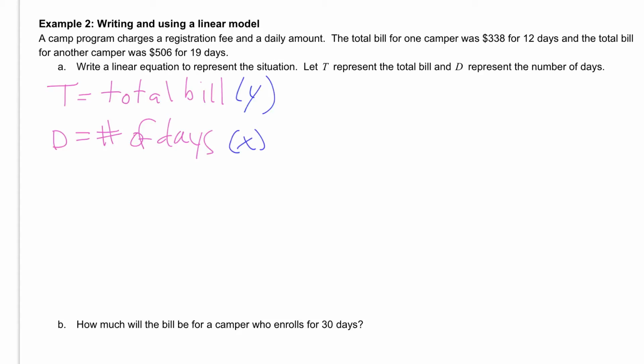My ordered pairs is a comparison between my variables, a comparison between the number of days and a total bill. Well, as I look right here in the second sentence, I have the total bill for one camper was $338 for 12 days. This is comparing my two variables, a total bill and a number of days. So I'm going to go ahead and write down that ordered pair. And writing down my variables here helps me to know which one goes first. The number of days is X, so that has to go first, which is 12. And the bill, which is Y, goes second, so that's that $338.